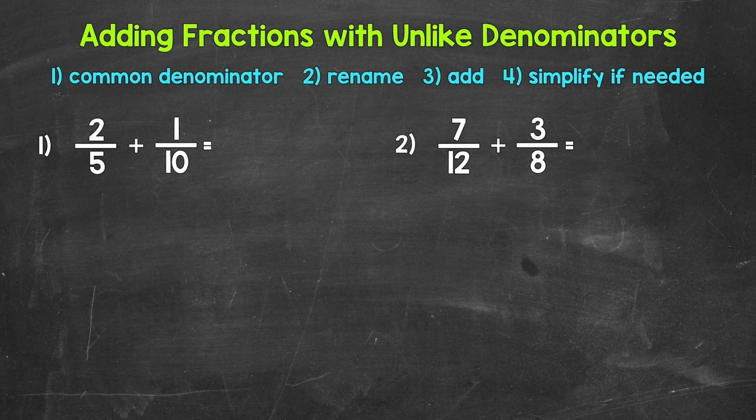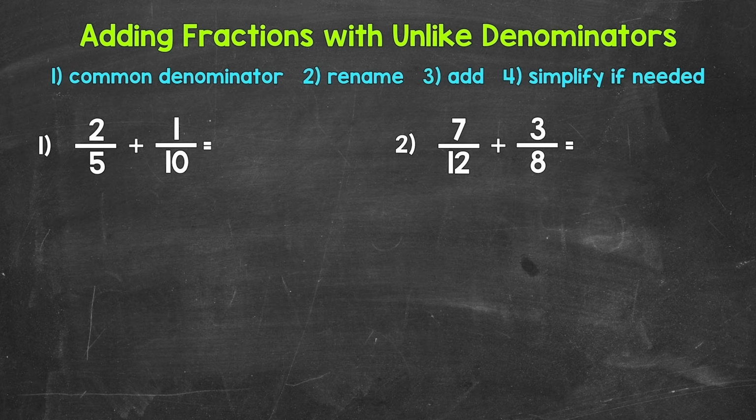Now we're going to take a look at adding fractions with unlike denominators. Let's jump into number 1, where we have 2/5 plus 1/10. Now, when adding fractions, the first thing that we need to do is check the denominators. If they are the same, we can add the fractions as is. If the denominators are different, we can't add as is. We have some steps before we can add. So for number 1, we have unlike denominators, different denominators. We have a 5 and a 10.